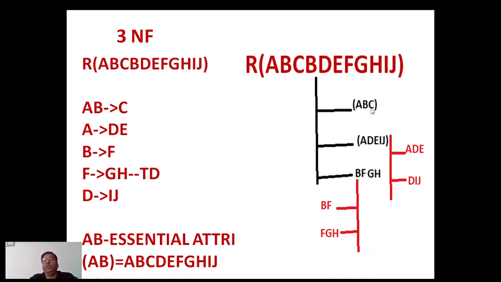C can be searched by AB, so you can separate it out. A can search DE, and D can search IJ. So you can separate them in this fashion. And then here B can search F, so you can have a separate relation for that, and F can search GH. So you can have the relations in this fashion. So when you decompose this particular table in four different tables, then you say this decomposition or the relation after decomposition exists in third normal form.